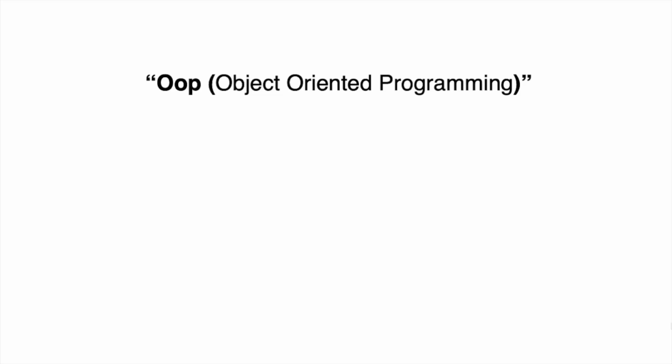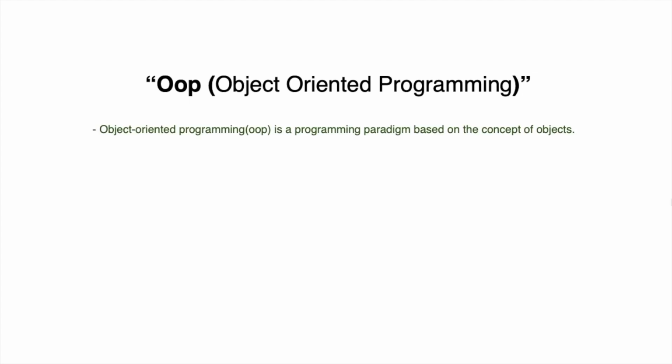First of all, we're going to talk about what object-oriented programming is, how it works in general, and its four fundamental principles. Object-oriented programming, or OOP in short, is a programming paradigm that is based on the concept of objects. And paradigm simply means the style of the code, so how we write and organize the code.